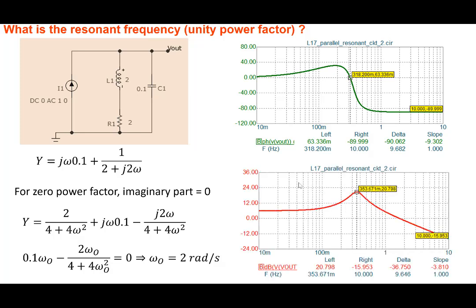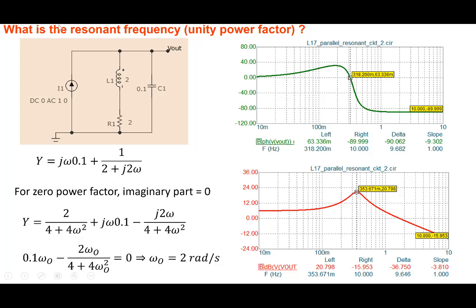If we look at the magnitude part here, the magnitude of the voltage goes to peak value not at zero phase here, 318 millihertz, but at 353.671. Right, so the two frequencies do not coincide. The frequency at which the phase goes to zero, or we have unity power factor, is not the same at which the amplitude of the output voltage reaches its maximum value here. So the two are not the same, right?